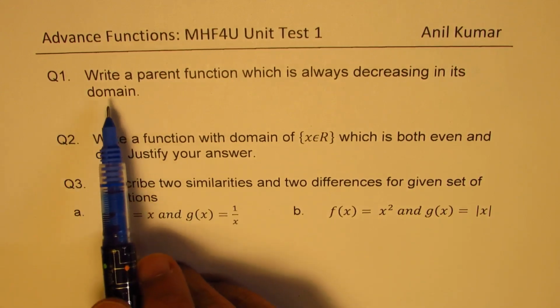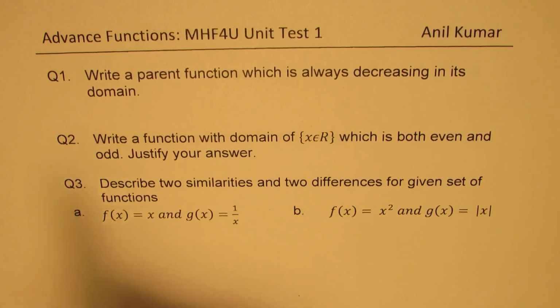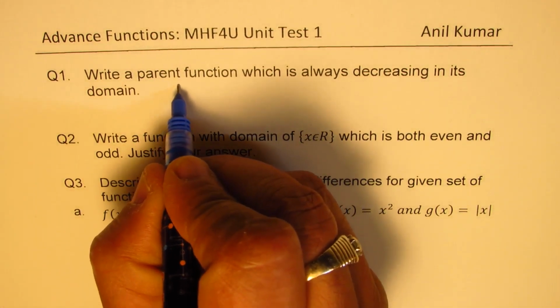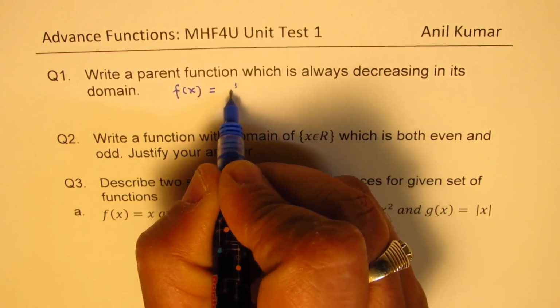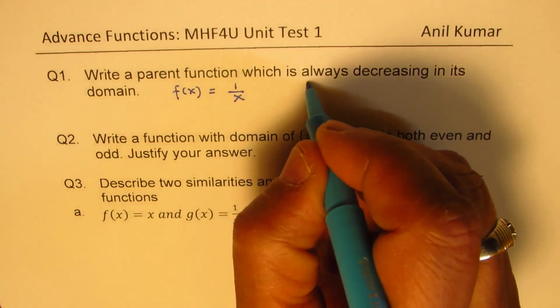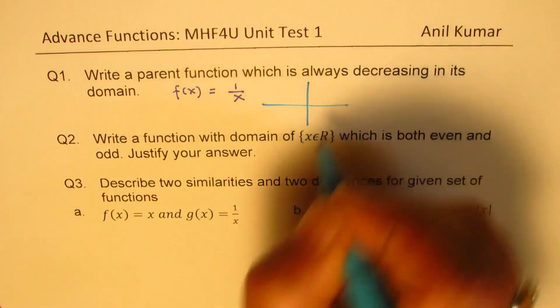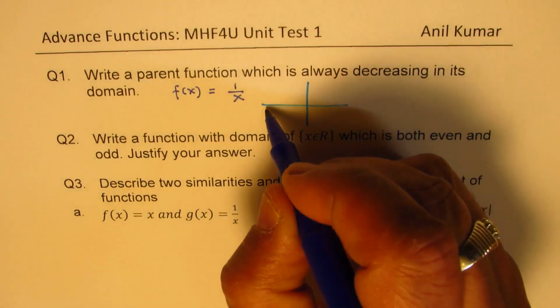Question number 1. Write a parent function which is always decreasing in its domain. Well, the function is f of x equals 1 over x. Now, if you see the graph of this function, what do you notice? The graph of this function is always decreasing, right?